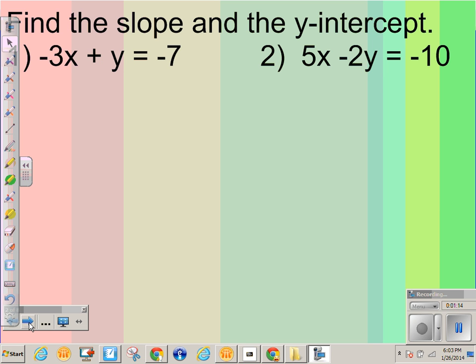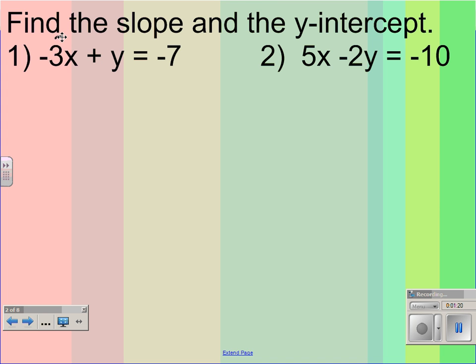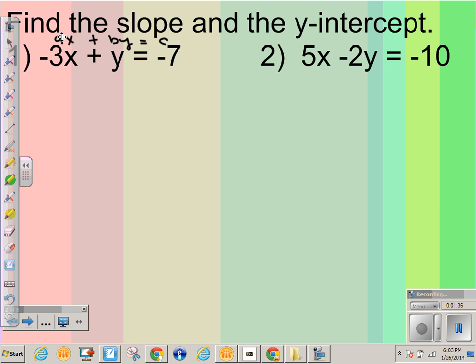Find the slope and the y-intercept. When an equation is in standard form, ax plus by equals c, or the constant, we can't just pull out the slope. We have to first change it into slope-intercept form, and then we can identify the slope and the y-intercept. So that's what we're doing on this first example.